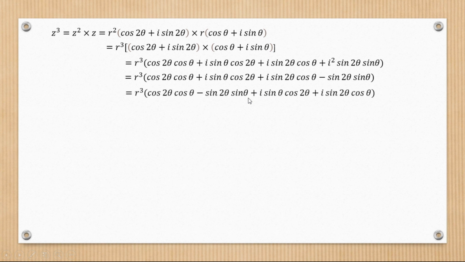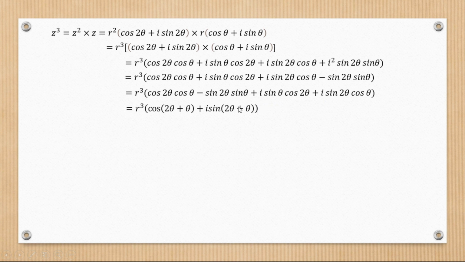Alright, so now we can combine this and this together, and we're just going to separate the values that have i and the values that don't have i. So this is going to be the real part, and this is going to be the imaginary part. So we've just basically separated the two.